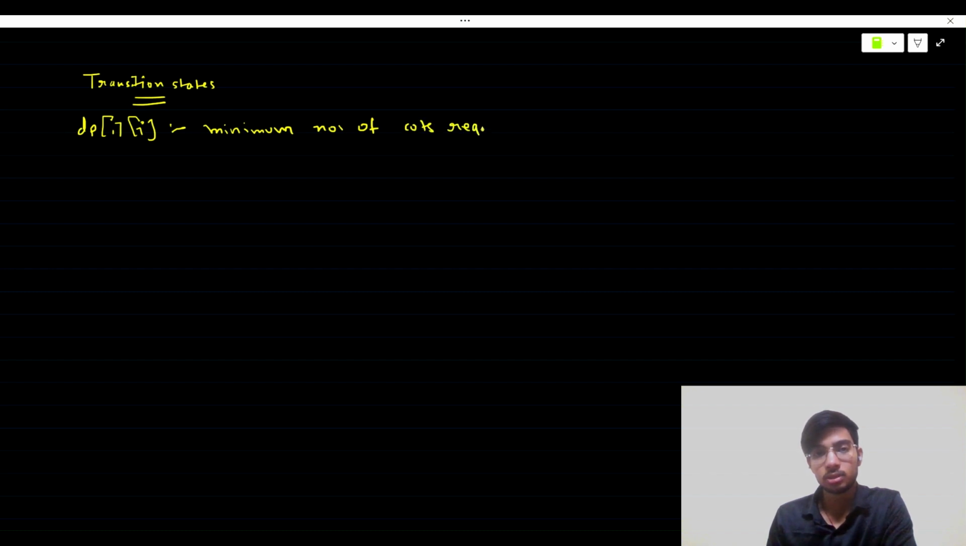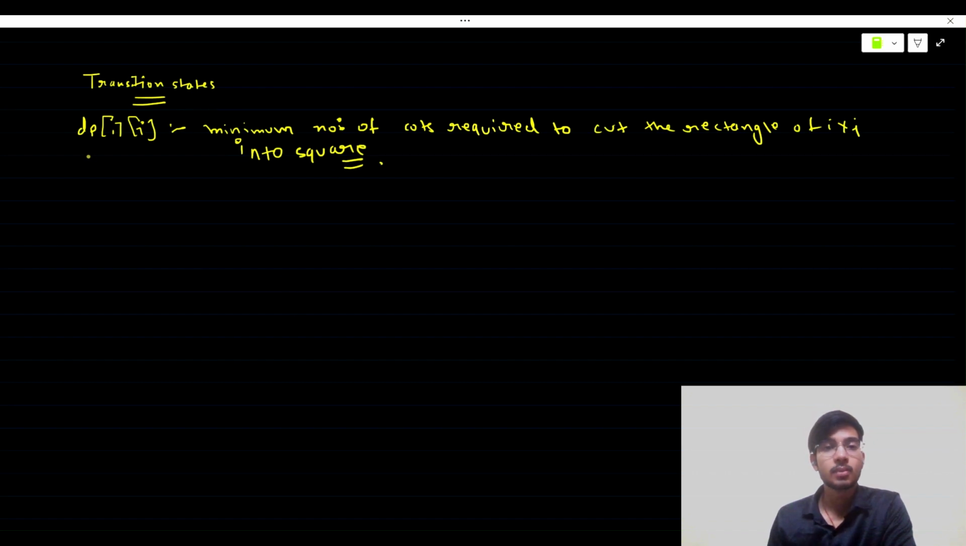Now let's try to write the transition states. First let's define what DP of I J represents. It represents the minimum number of cuts required to cut the rectangle of I cross j into squares. This is what DP of I J represents.